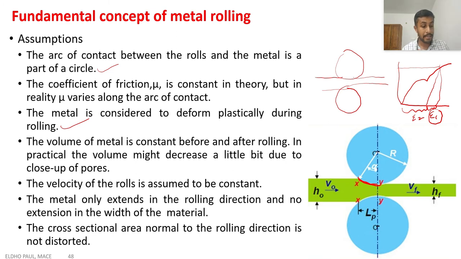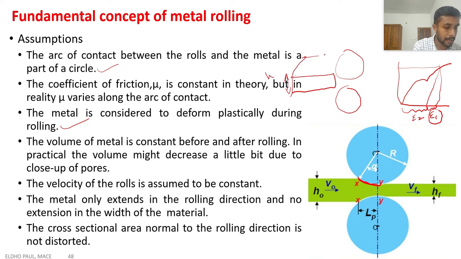The volume of the metal is constant before and after rolling. In practice, the volume might decrease by a small bit due to the closing up of pores. We are taking a material here as an input. This is my input raw material. It has a particular width value, thickness value, and length value. So the volume is equal to H into W into L. That is the volume of the initial workpiece.